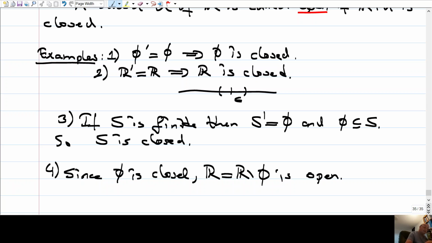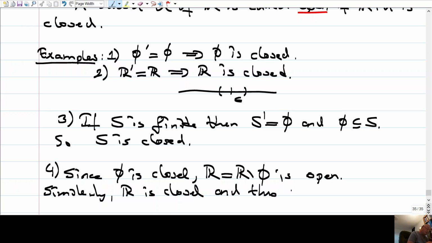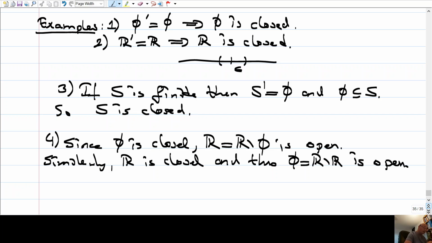Okay. Similarly, R is open and closed, and thus the empty set, which is R minus R, is open. So the empty set is both closed and open. And we will see later that these are actually the only two subsets of R which are both open and closed. So let me write here as a remark.